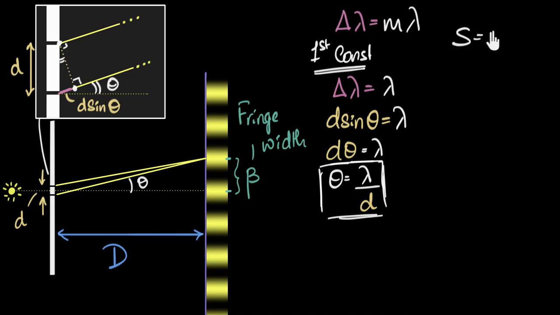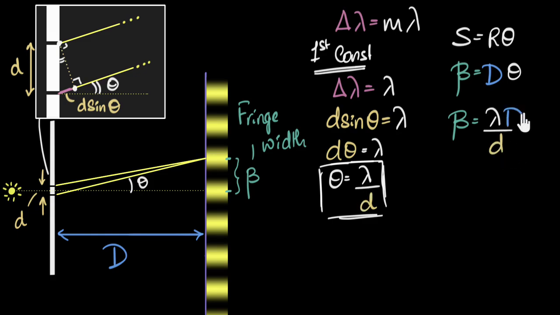Okay, S equals R theta. So our arc is the beta over here, beta. The radius is the capital D times theta. And therefore, if I substitute, I get beta to be, I'll first substitute theta. That'll be lambda divided by D times capital D.